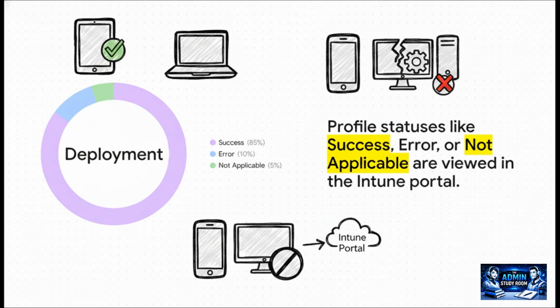Success is obviously what we're aiming for. Error is your signal to go investigate a specific device to see what went wrong. And don't ignore not applicable. That's actually useful. It tells you the policy was received but didn't apply, maybe because you accidentally sent a Windows-only policy to an iPhone.